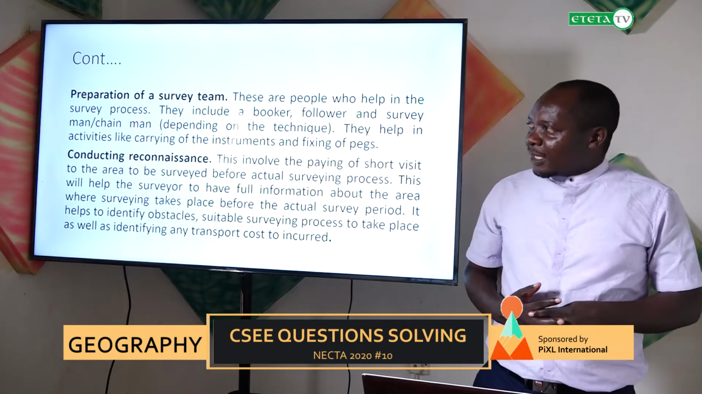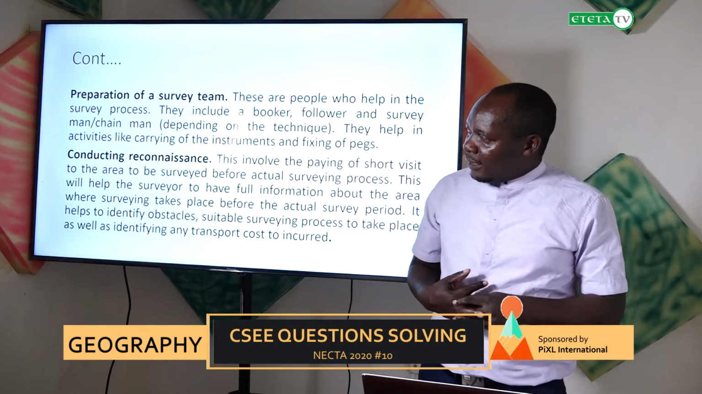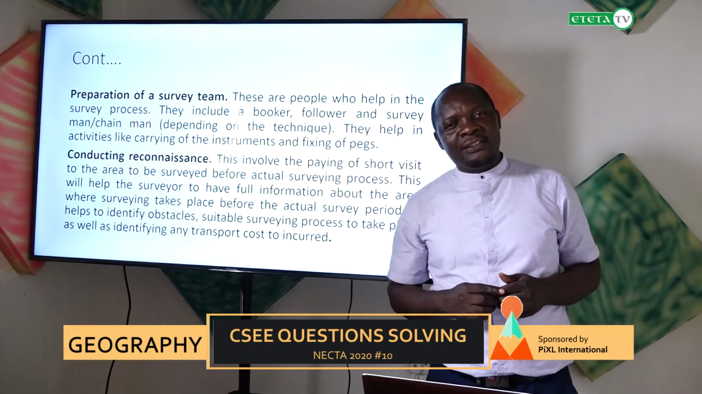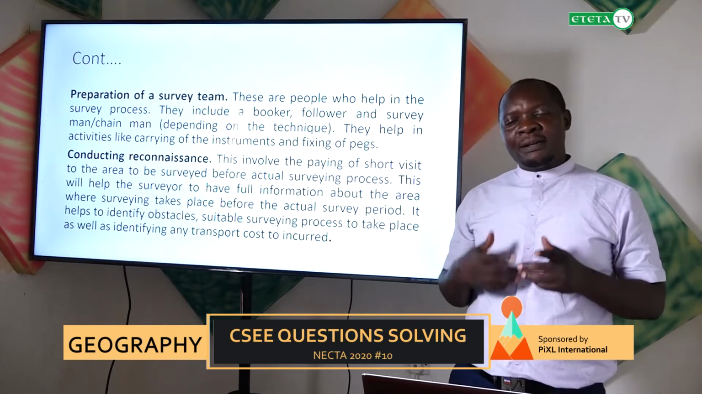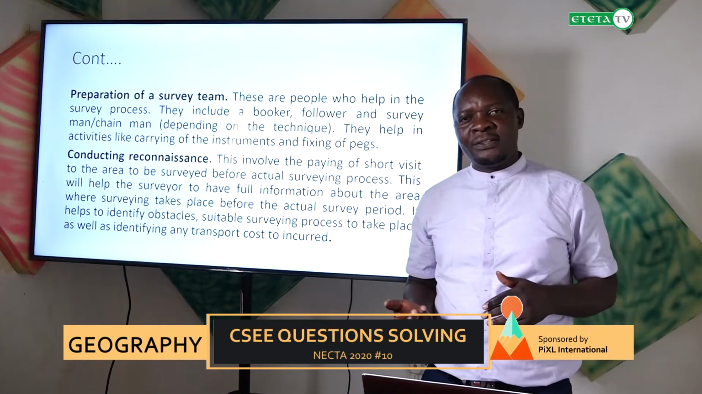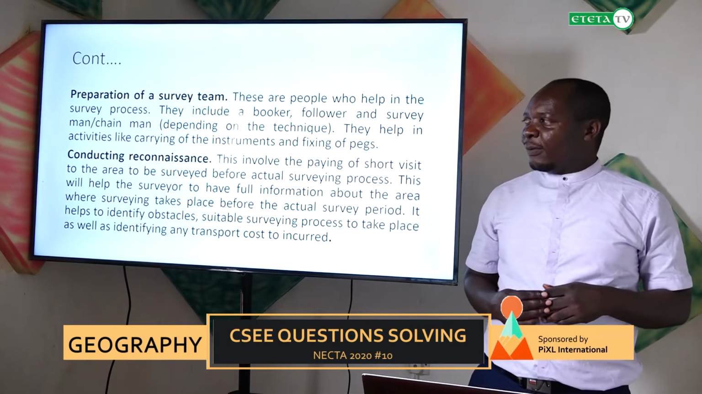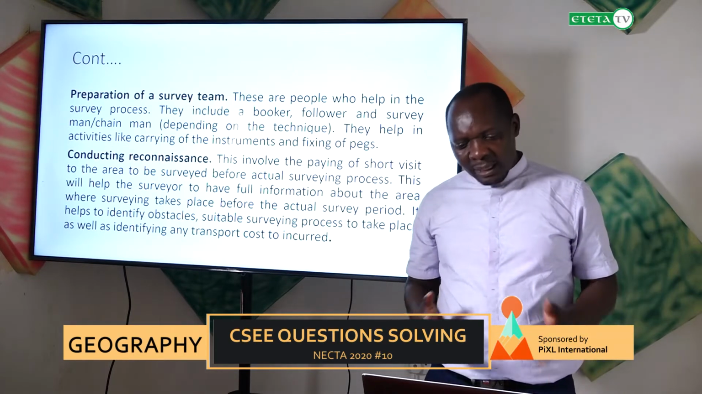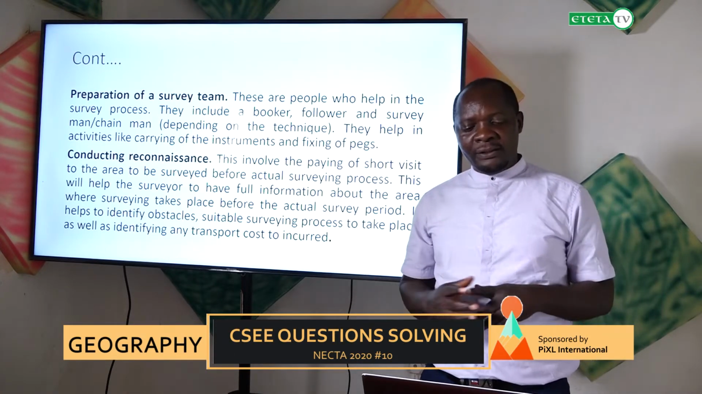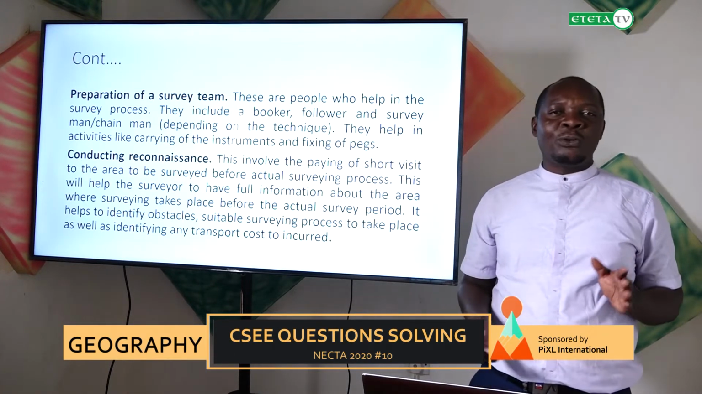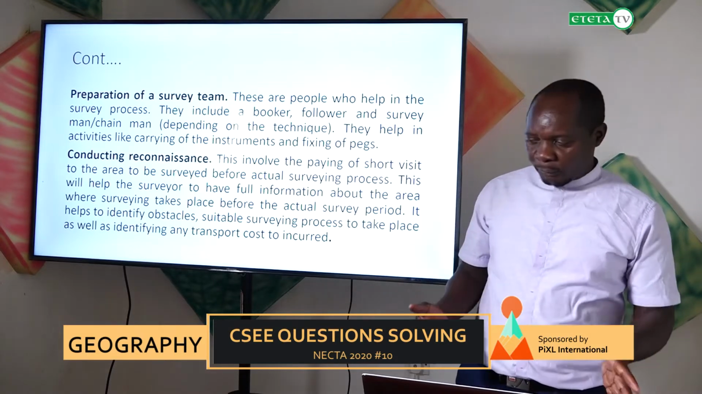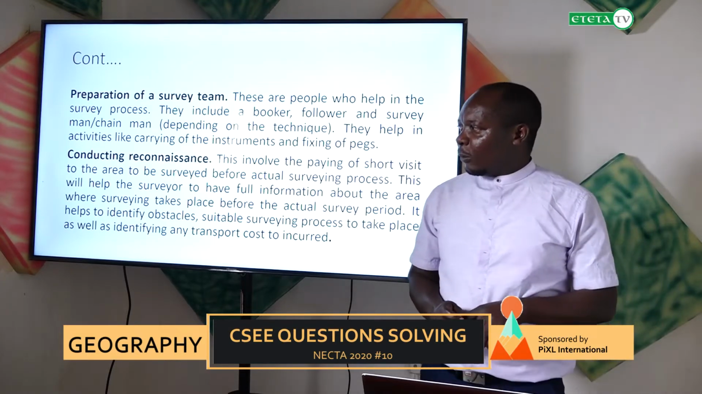But another activity is conducting reconnaissance. That means another pre-survey activity is conducting of reconnaissance. What is reconnaissance? Reconnaissance refers to what we call the rough survey. If you define it, this is just like a rough survey which is conducted before the actual surveying process. That is what we call reconnaissance.